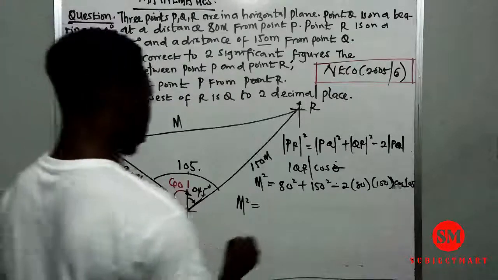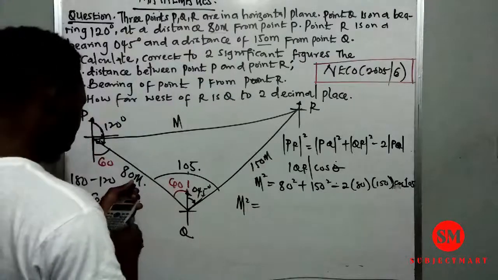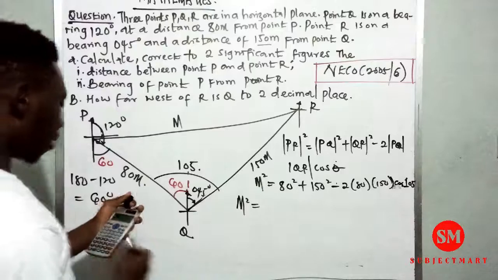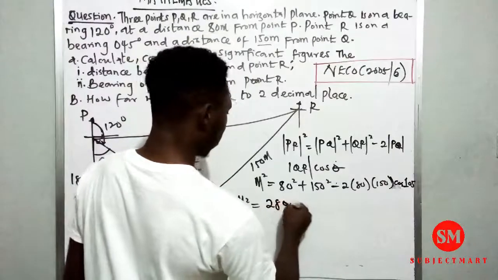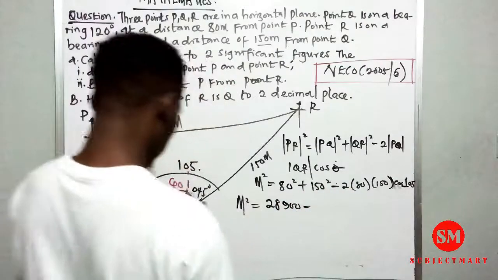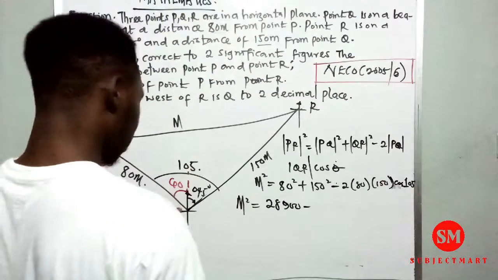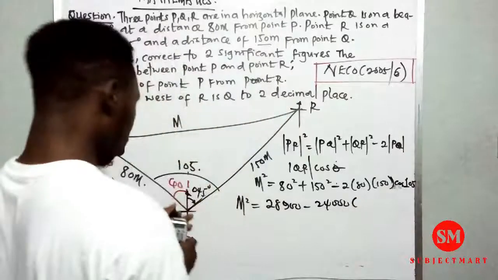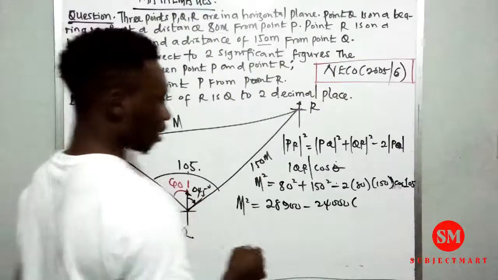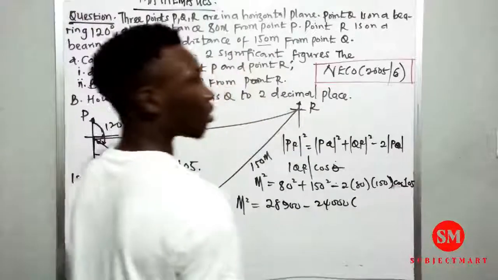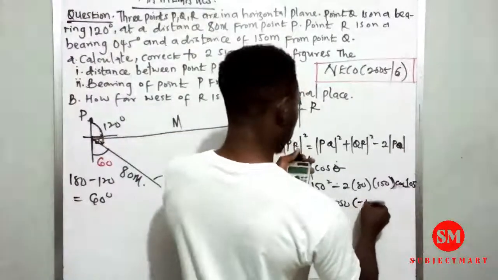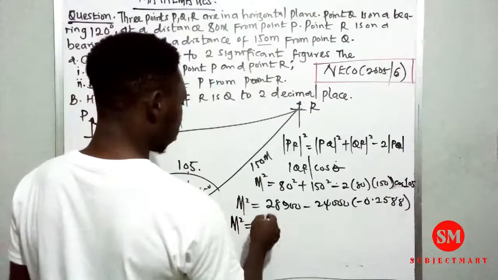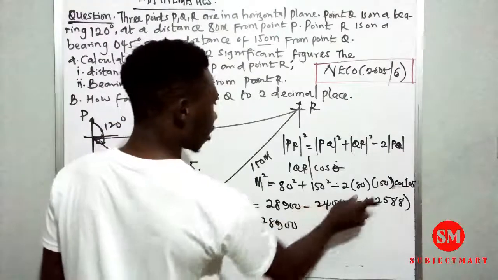So M squared is equal to 80 squared, that's going to give us 6400, plus 150 squared, that's 22,500. The summation of both of them is 28,900, minus 2 times 80 times 150, that's 24,000, open bracket cos 105. It's going to give us negative because 105 is in the second quadrant, and only sine is positive in the second quadrant. So that gives us minus 0.2588. So M squared is equal to 28,900. Minus times minus will give us a plus.